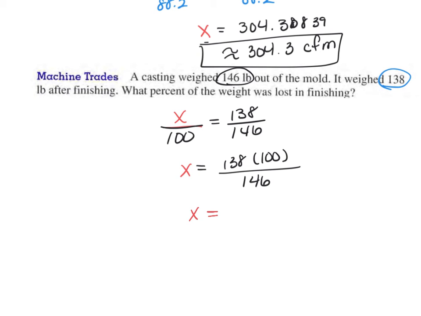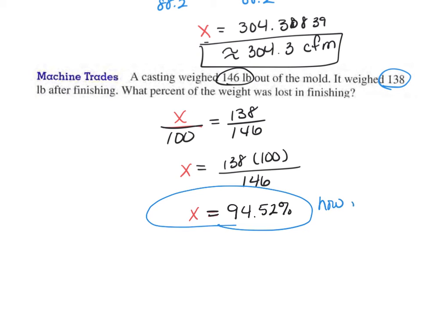My answer is 94.52%. But that actually does not answer the question. The question wants to know how much is lost. This information here is how much remains. That's the remaining part. So they want not the remaining part, they want to know how much we lost.